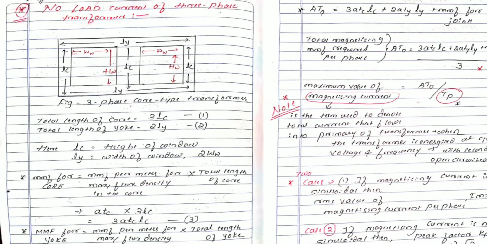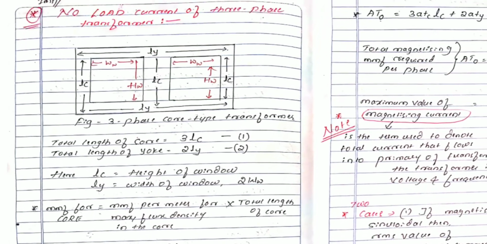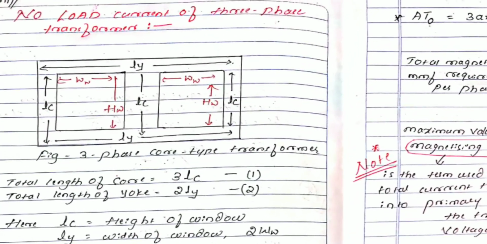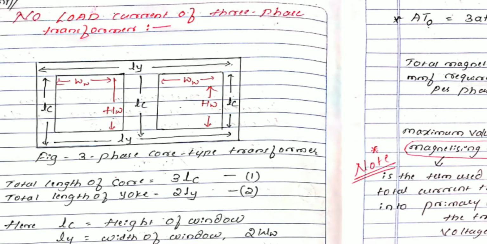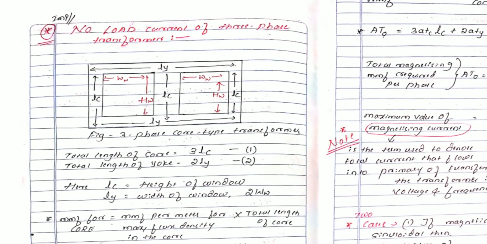See the diagram here. In this diagram, how many windows are there? This is the 3-phase core type transformer. So 3-phase core type transformer means there are 2 windows here. This is the first window and this is the second window. In these windows only the windings will be placed. Window is nothing but the space for the accommodation of the primary winding as well as the secondary winding. Getting my point? So next let me start the derivation with respect to the 3-phase transformer.